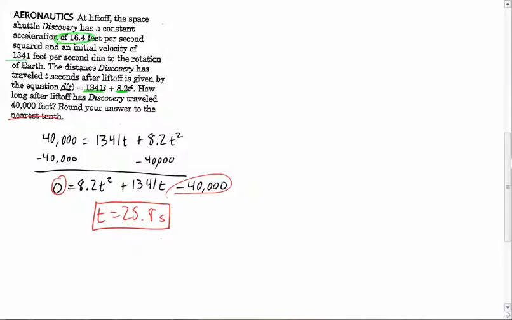So after 25.8 seconds, the shuttle has traveled 40,000 feet. All right, so hopefully that was helpful.